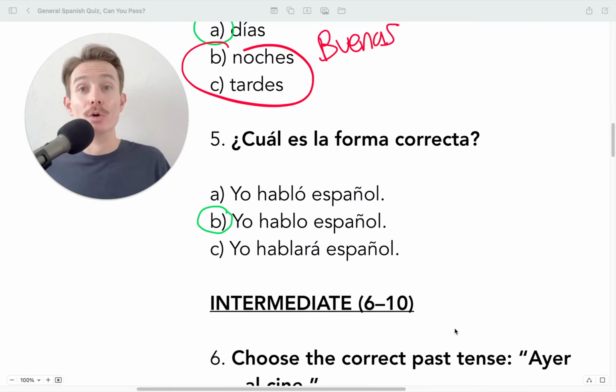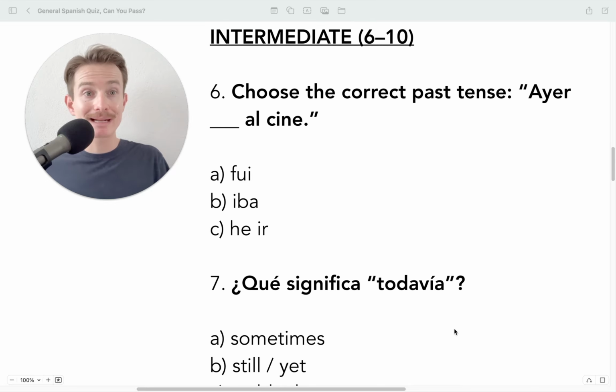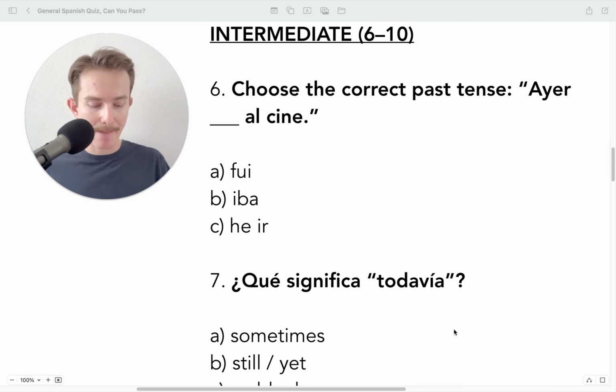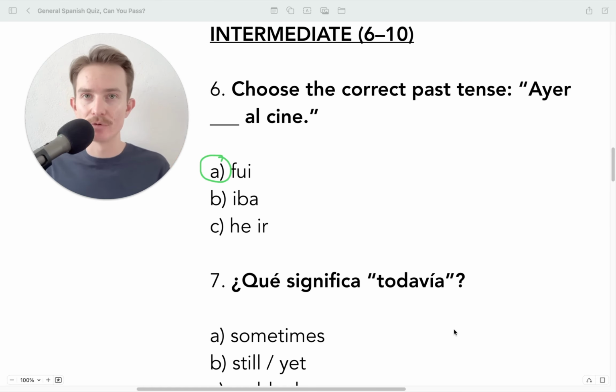All right, número 6. Now we're on the intermediate questions here. Choose the correct past tense. Ayer blank al cine. So fui, iba, or ir. In this case, we're going to have fui. Okay, yesterday I went to the movie theater.